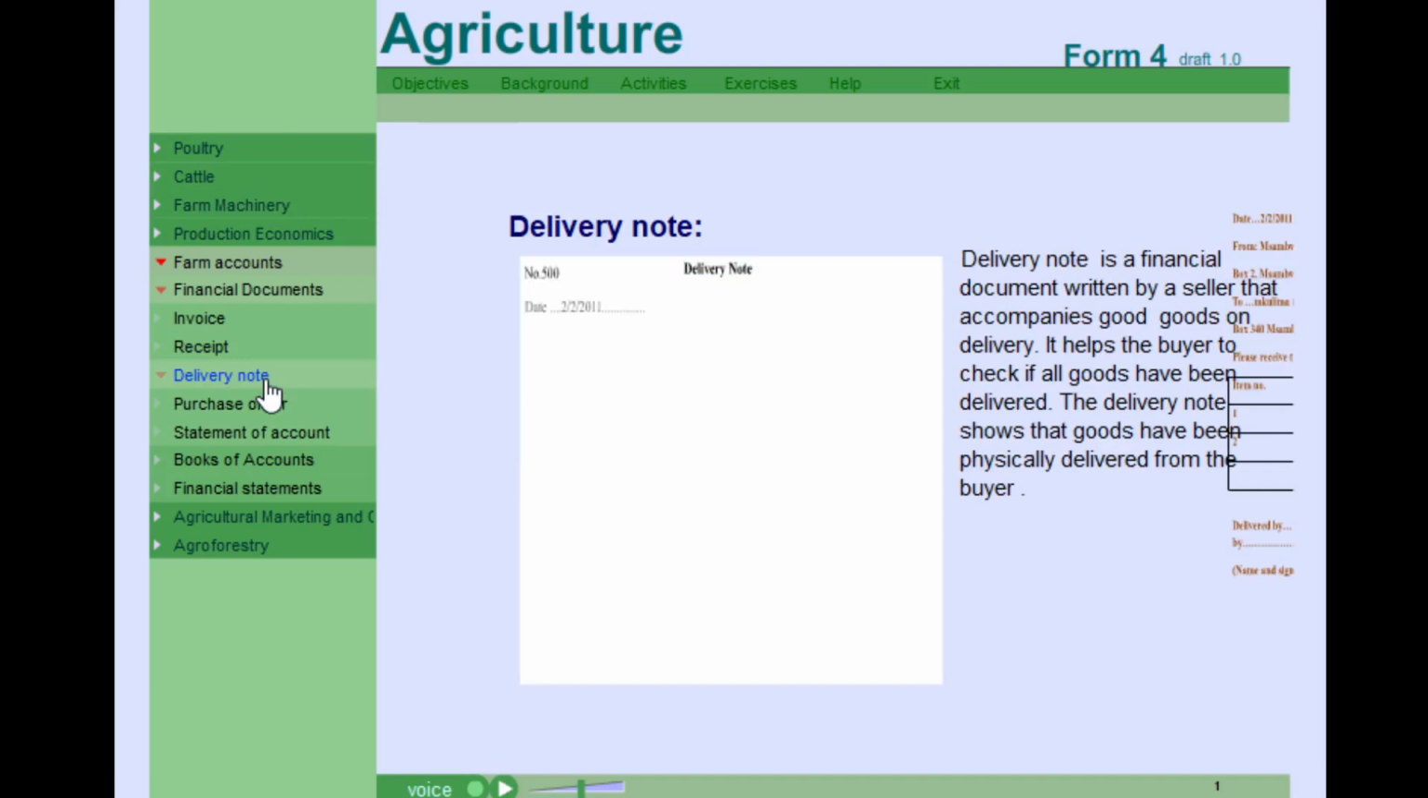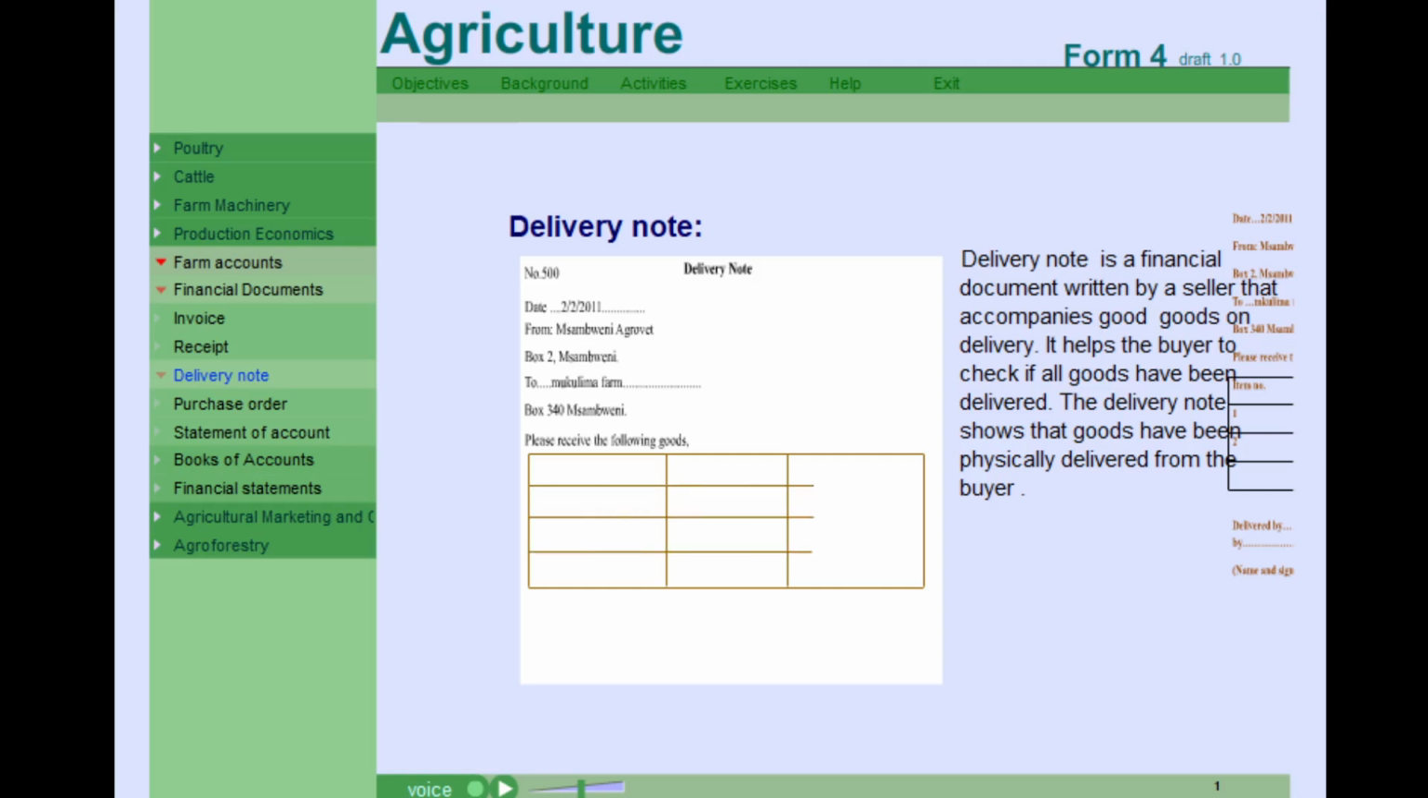Delivery note. Delivery note is a financial document written by a seller that accompanies goods on delivery. It helps the buyer to check if all goods have been delivered. The delivery note shows that goods have been physically delivered from the seller.